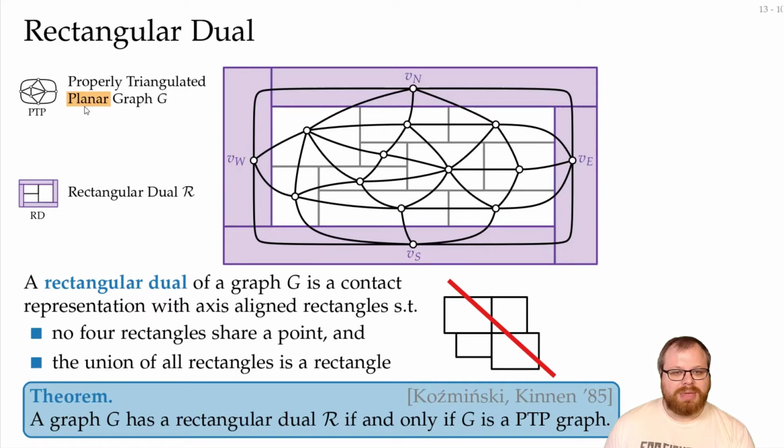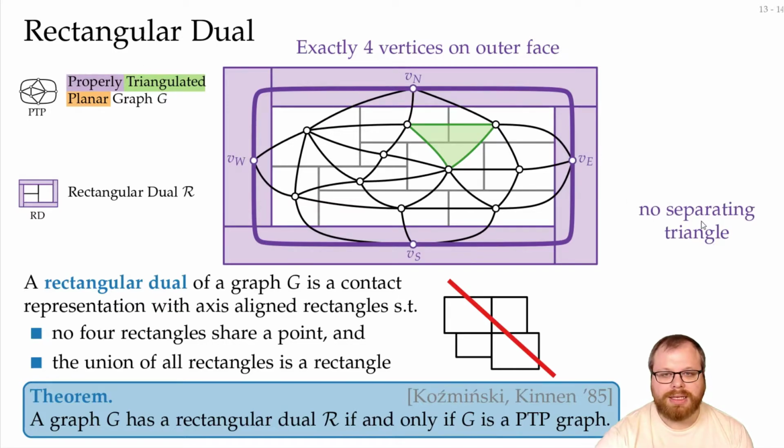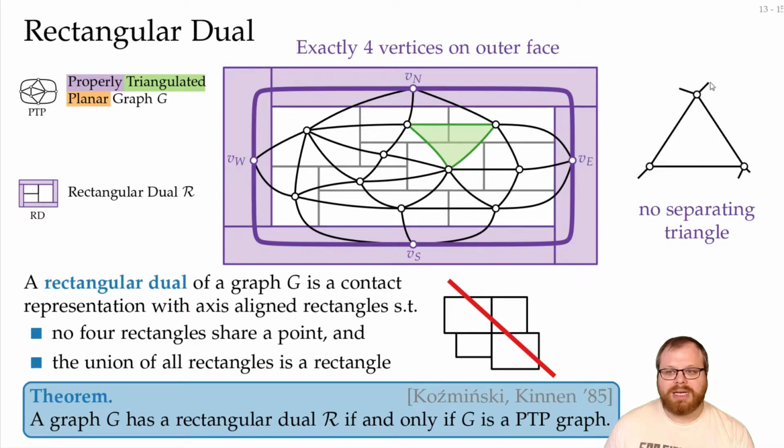So what does this mean? Planar, of course, means that we don't have any crossings. So we have an embedding where no crossing exists. Triangulated, we also already know, that means that every face is a triangle. But in properly triangulated, this only corresponds to the interior faces. All the interior faces are triangles, and the outer face is a quadrilateral. Here we have 4 vertices. But properly also means that we have no separating triangle. A separating triangle is a triangle where we have some vertices on the outside and some in the interior.